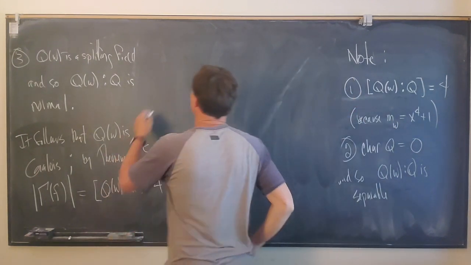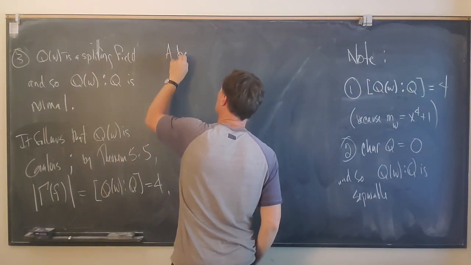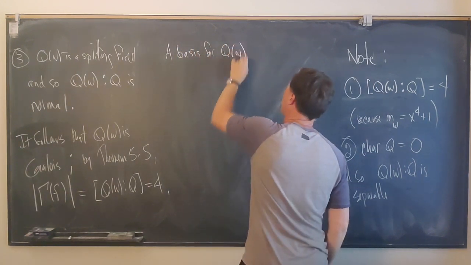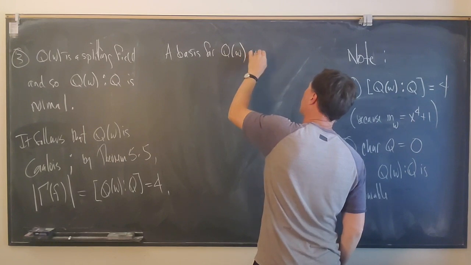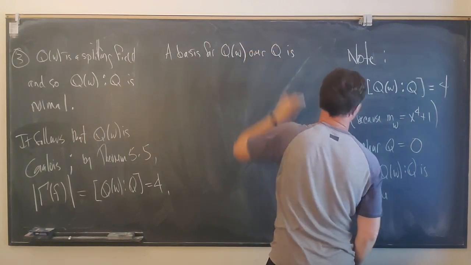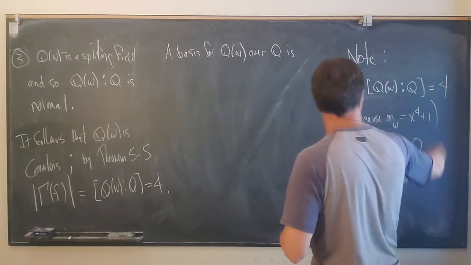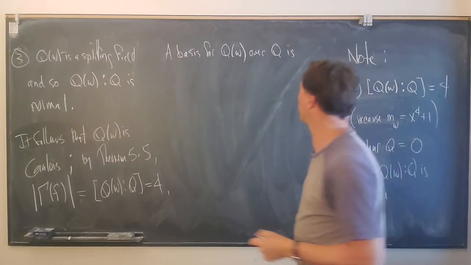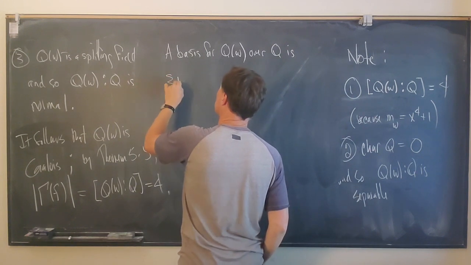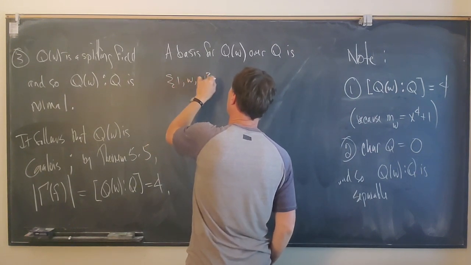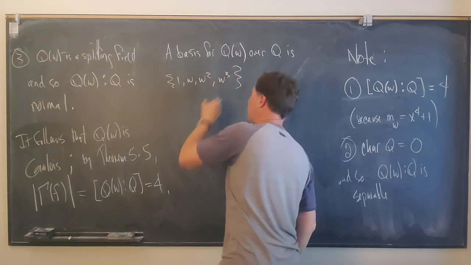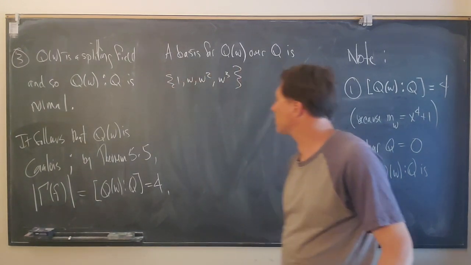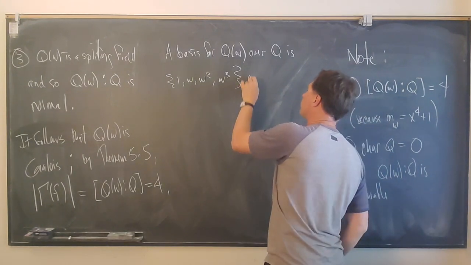Now, a basis for Q adjoint omega over Q is going to be powers of omega, and it's a degree 4 extension, so we're going to have 1, omega, omega squared, and omega cubed. So this is our basis here: 1, omega, omega squared, and omega cubed.